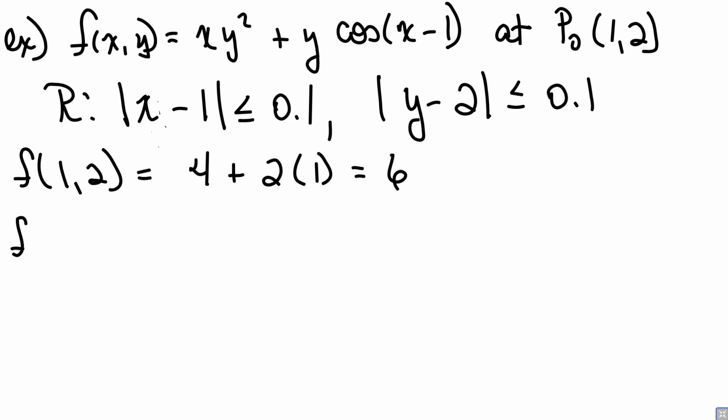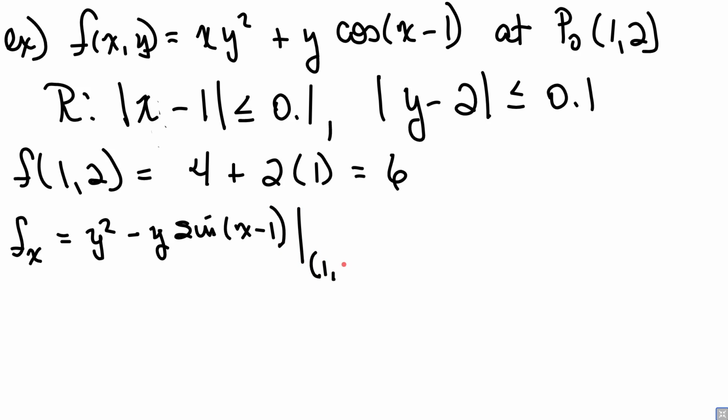Next, I know I'm going to need the partial of f with respect to x. And if I do that, that's going to be y squared minus y times the sine of x minus 1. Now, I want to evaluate that at the point 1, 2.